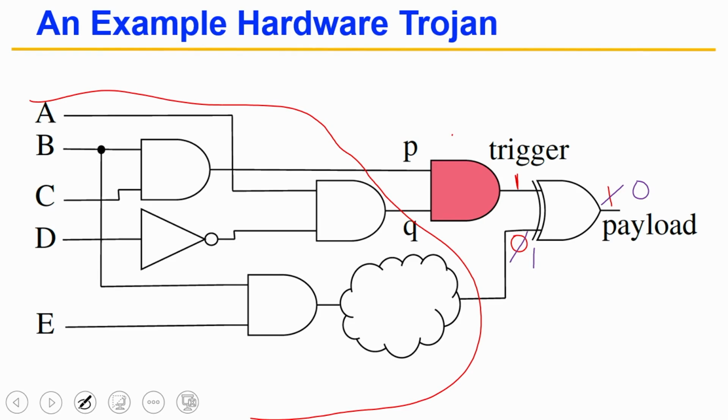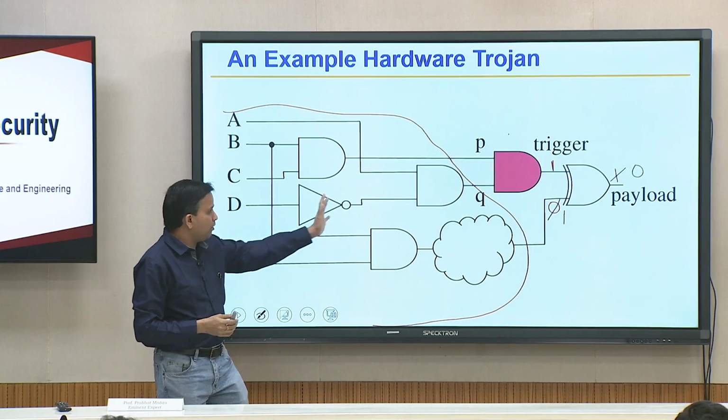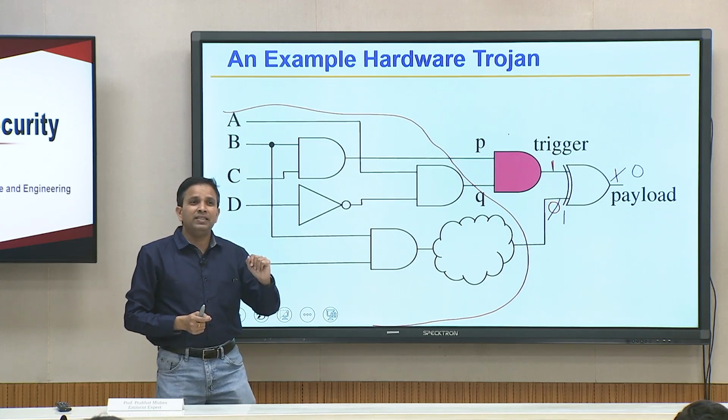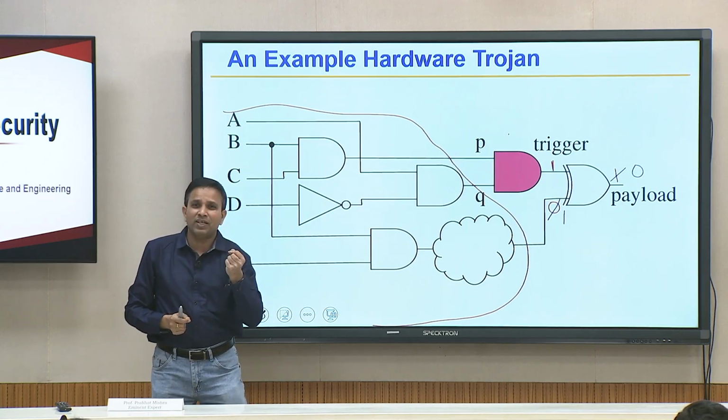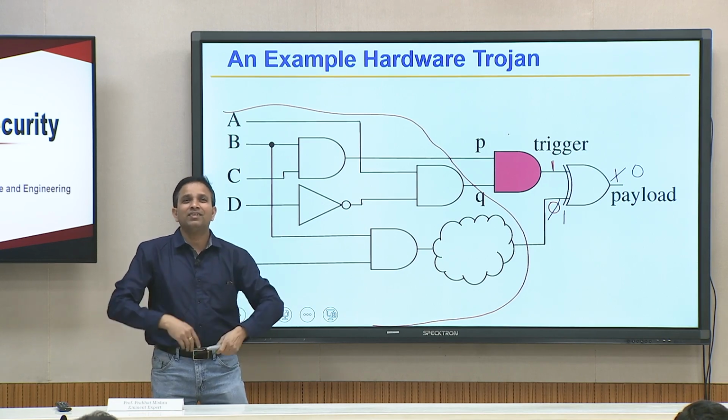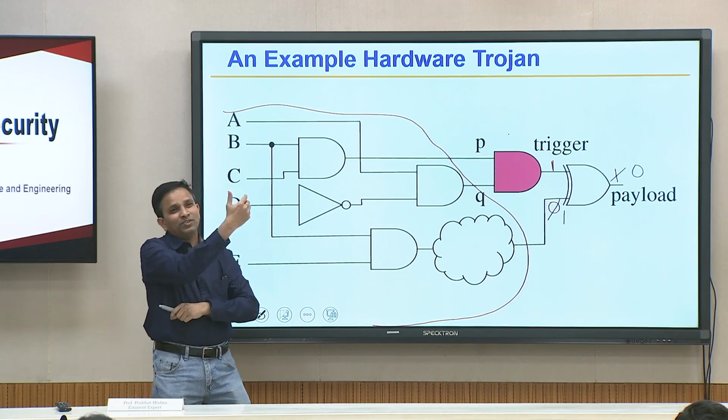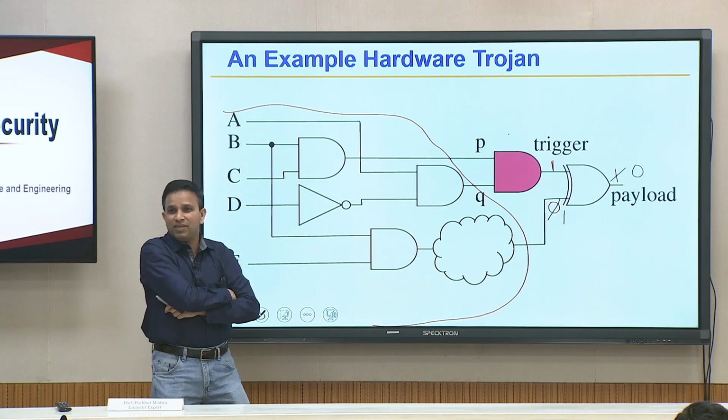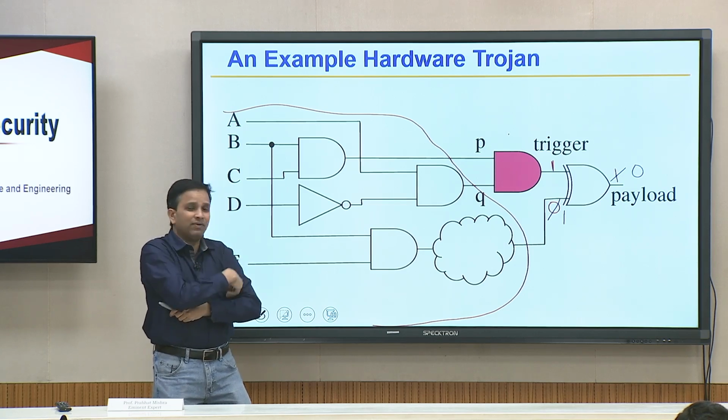This is also known as a combinational Trojan because it relies on combinational logic, and the idea is you create an extremely rare trigger condition, an attacker can relax and sit, and whenever he wants to trigger the switch, it would trigger, and what would it do? It would change the functionality.